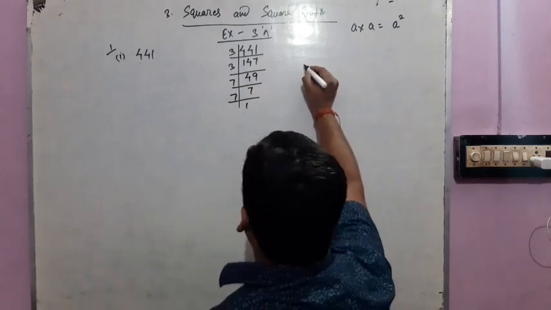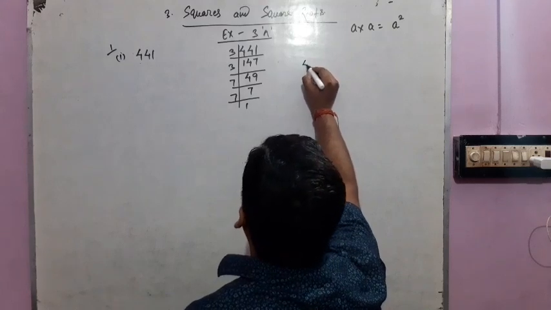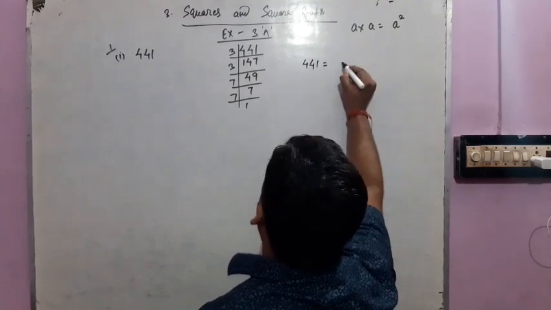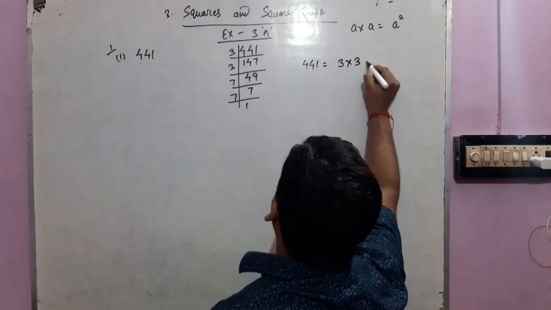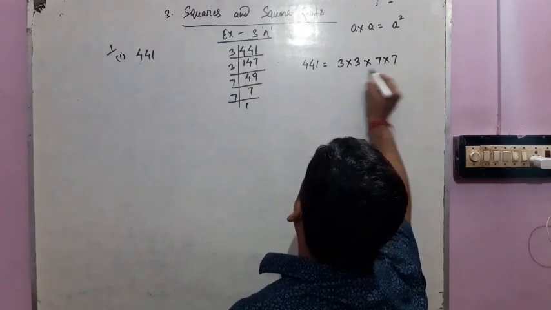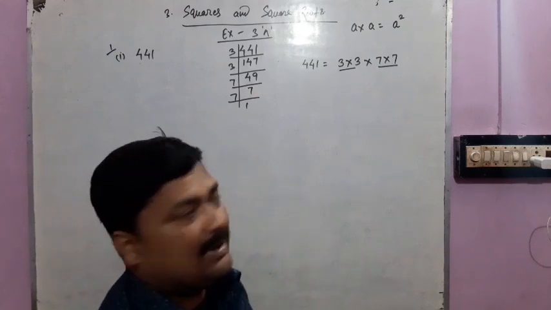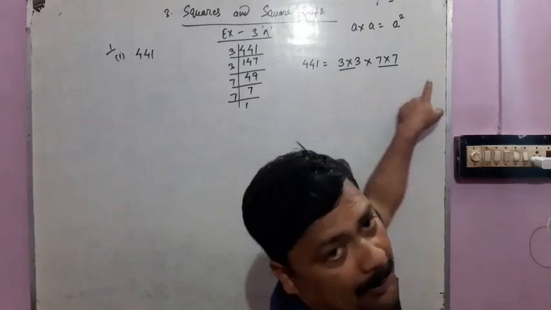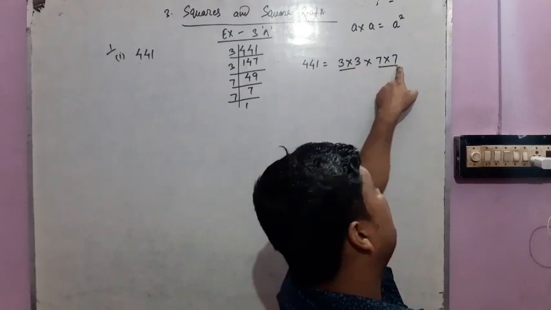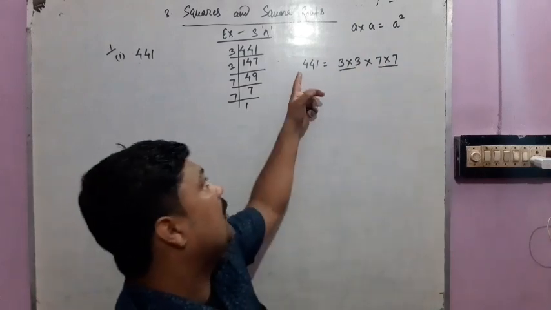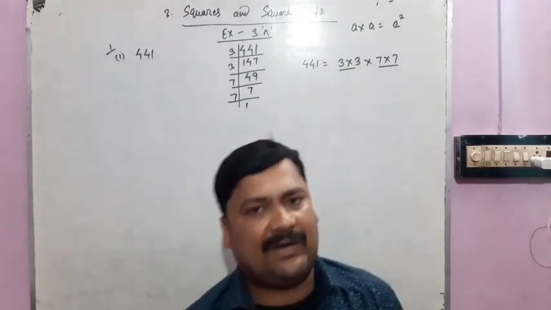Now 441 we can write in the form of 3 into 3 into 7 into 7. Now here the pair of both numbers is possible. No number is without a pair. 3 is also in a pair, 7 is also in a pair. So you can say that 441 is a perfect square.